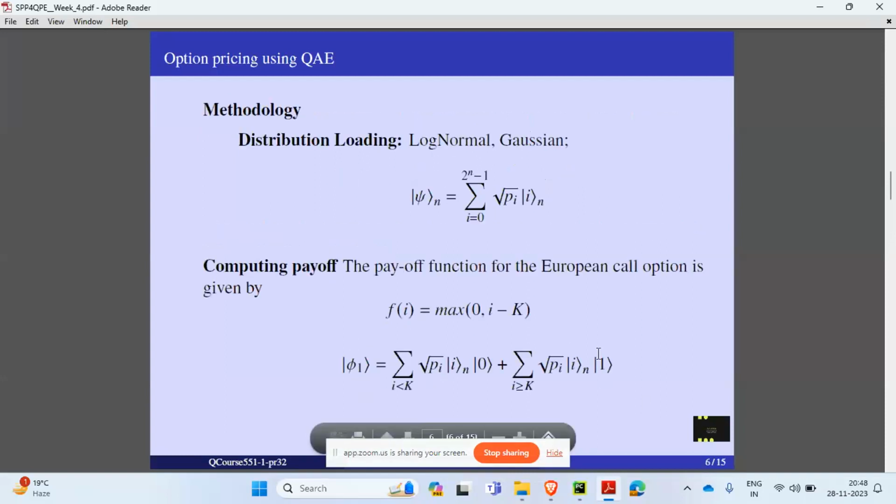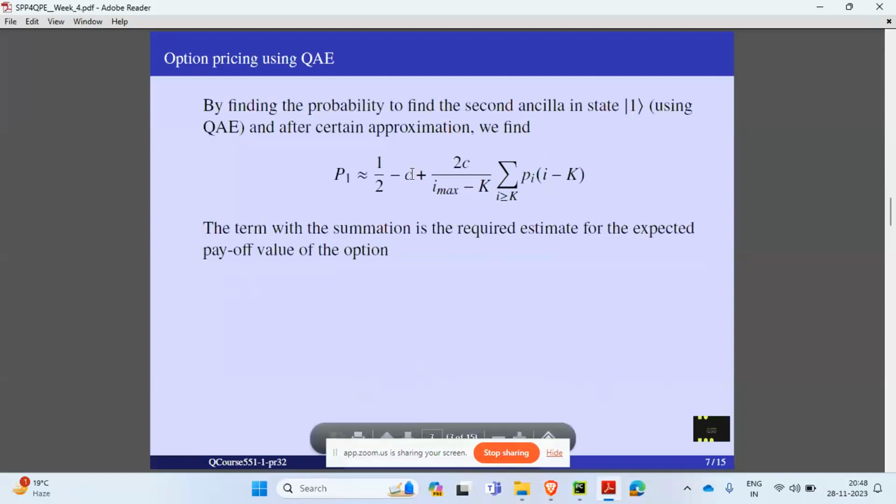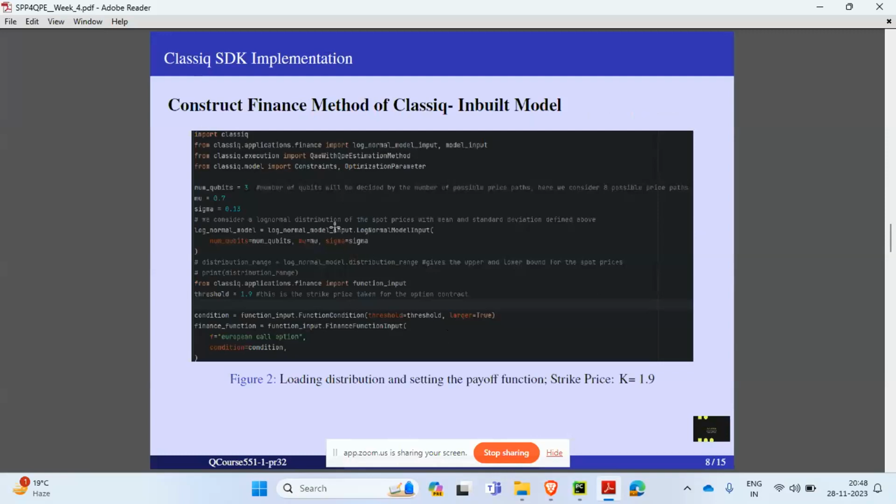The good state here is the state with the qubit 1, because i greater than or equal to k is the one where the option contract gets executed. So this is the probability we are interested in calculating through the quantum measurement, and this expression has this term sigma pi times (i - k), which is the expected payoff. So first we use the inbuilt model of Classiq, and the first step is to tell how many qubits there are.